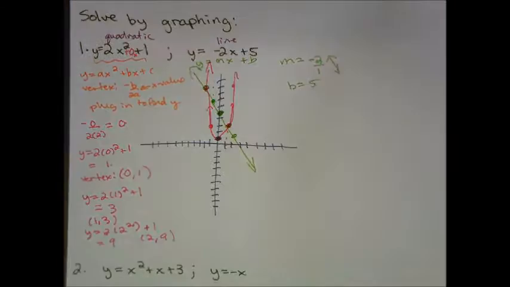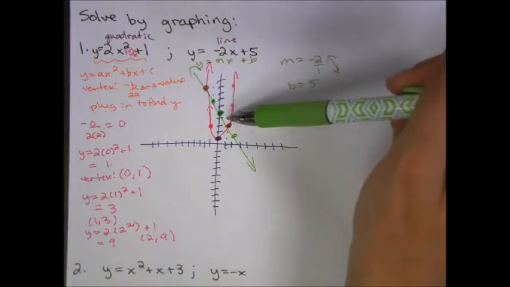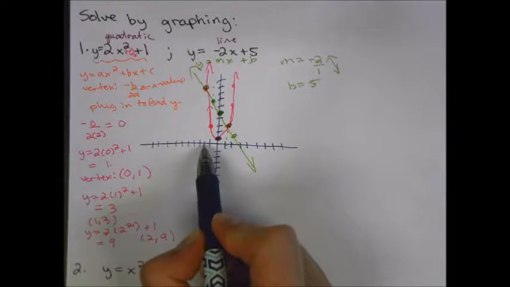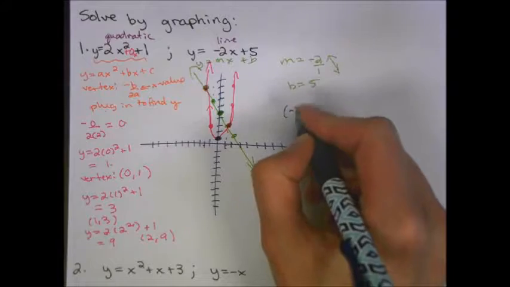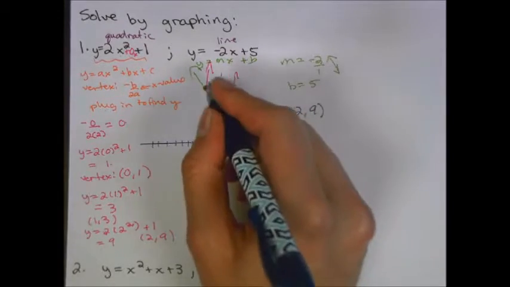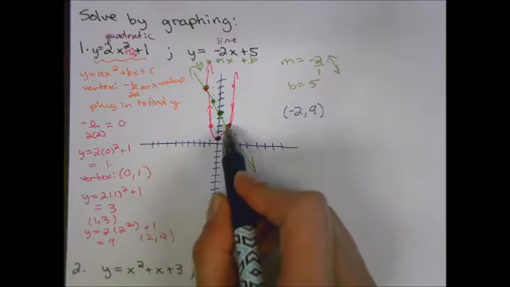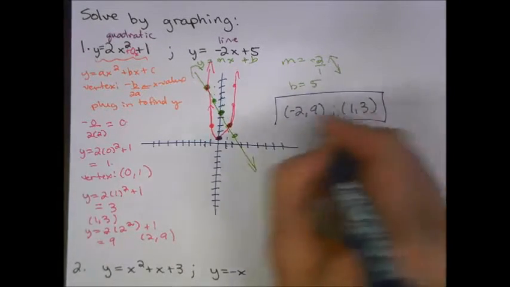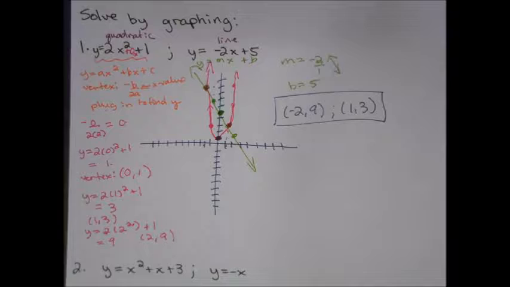Now, my graph crossed at 2 points. We crossed at negative 2, 9. That's one answer. And then at 1, 3. So my answers are -2, 9 and 1, 3.